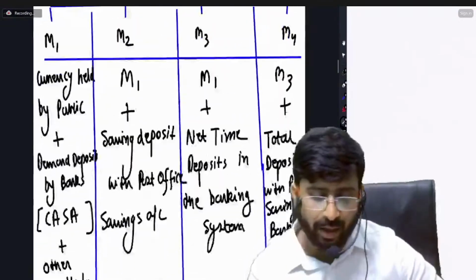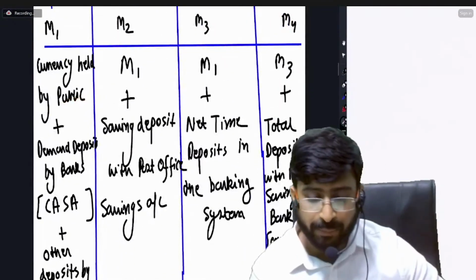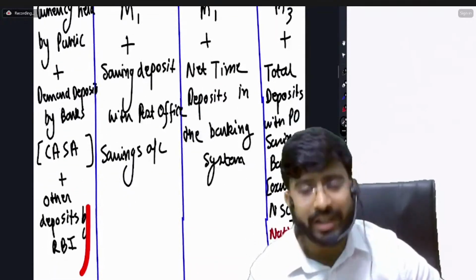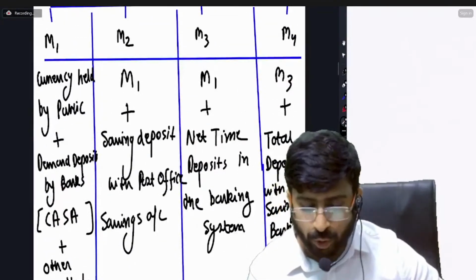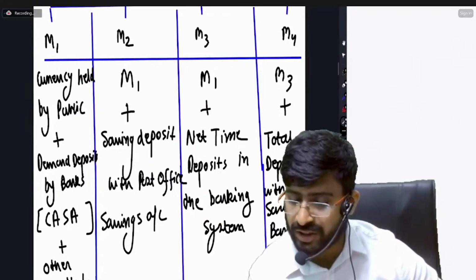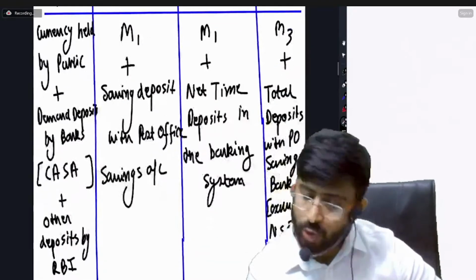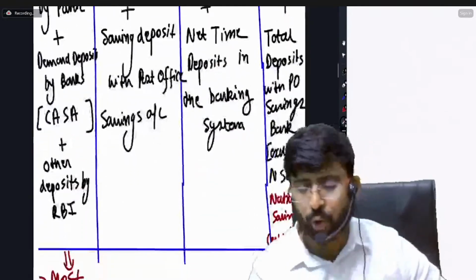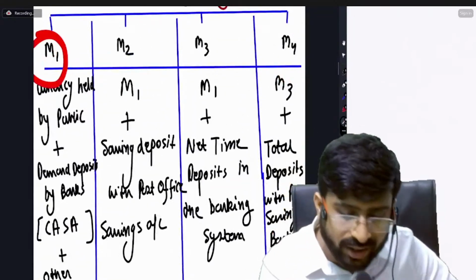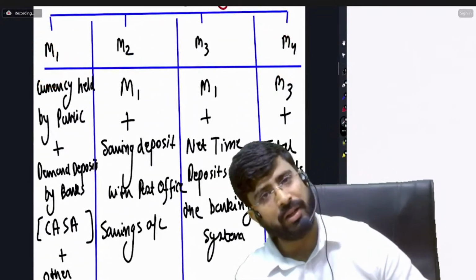There are 4 major components of money supply. M1 is currency held by public plus demand deposits with banks, plus other deposits with RBI. M2 is M1 plus saving deposits with post office. M3 is M1 plus time deposits in the banking system, and M4 is M3 plus total post office deposits. M1 is the most liquid, M4 is the least liquid. M1 is narrow money, M4 is broad money.